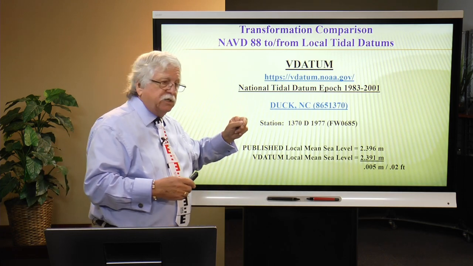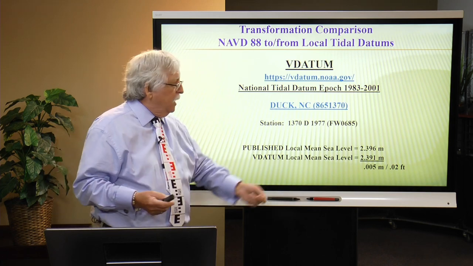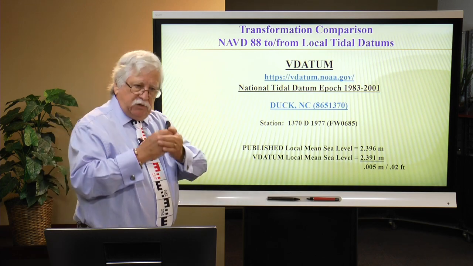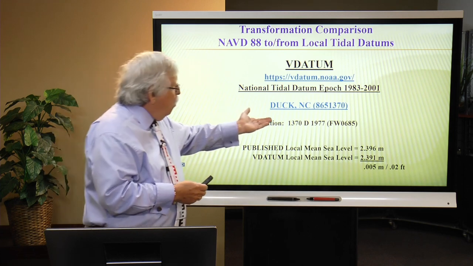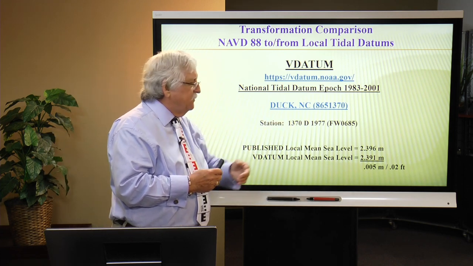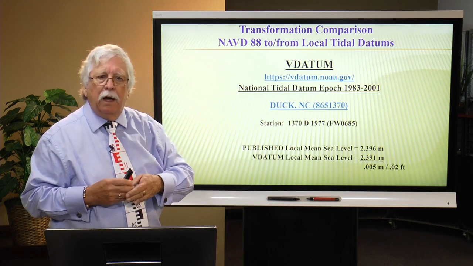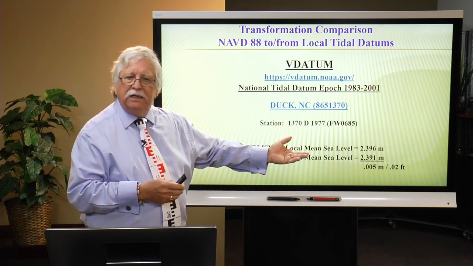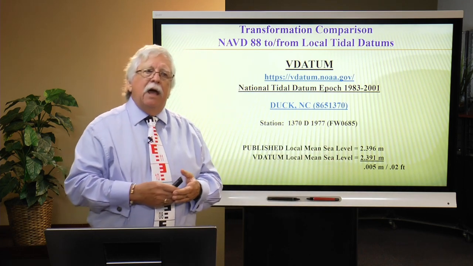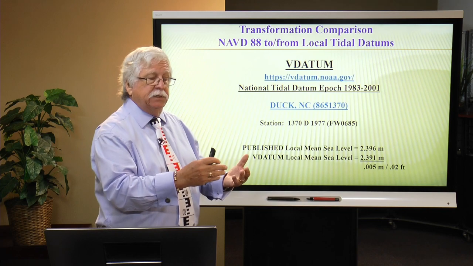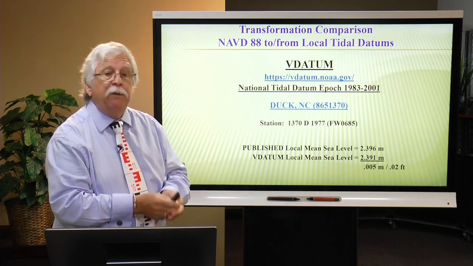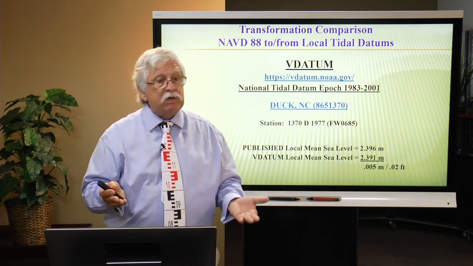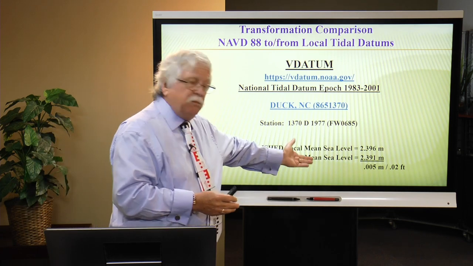I'm using one particular station as an example. I picked the station in Duck, North Carolina. There's the number of that station. It's part of the Center for Operational Oceanographic Products and Services. So you can go to their website and download the data if you like. I picked one benchmark, 1370D1977. There's its PID because it's also a leveled benchmark in the NGS network. So I have its published local mean sea level value, 2.396 meters. I use the NAVD88 height, and I input that into VDATUM. It predicts the local mean sea level value, 2.391, so 5 millimeter difference. So if you can work in that kind of a range, this is an incredibly valuable tool for you.